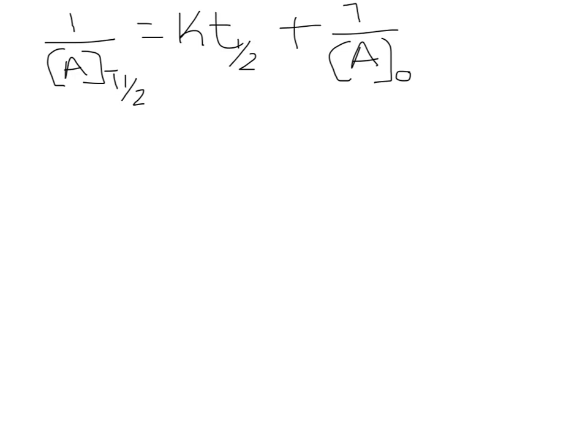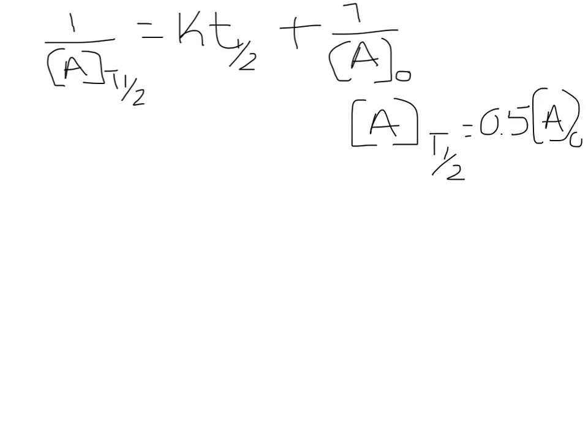Maybe I can't erase it. Just know that that's 1 over the concentration of A originally. Okay, so again, let's go back to us saying that our concentration of A at half-life is equal to 0.5 times that original concentration of A.